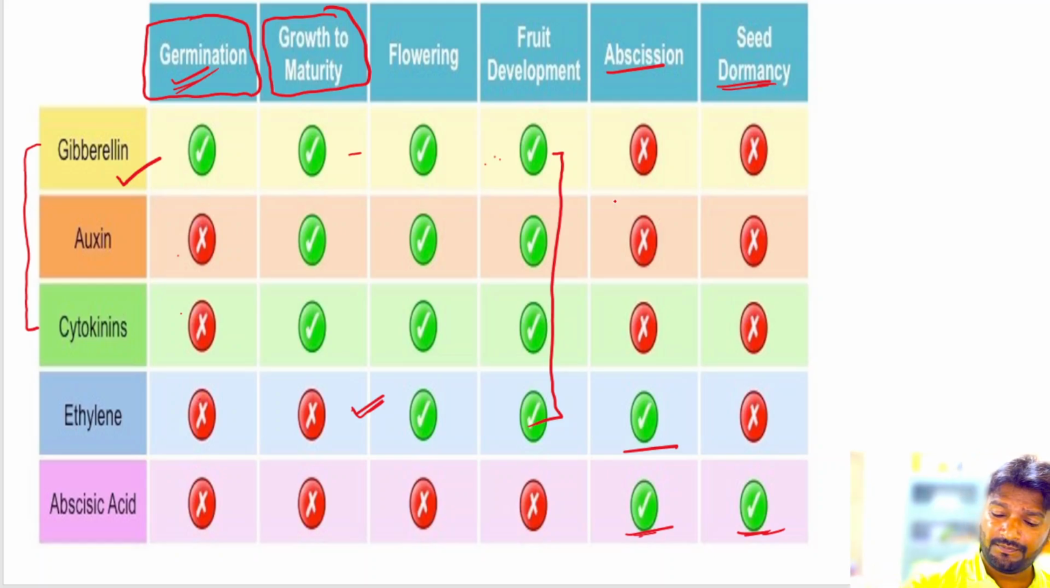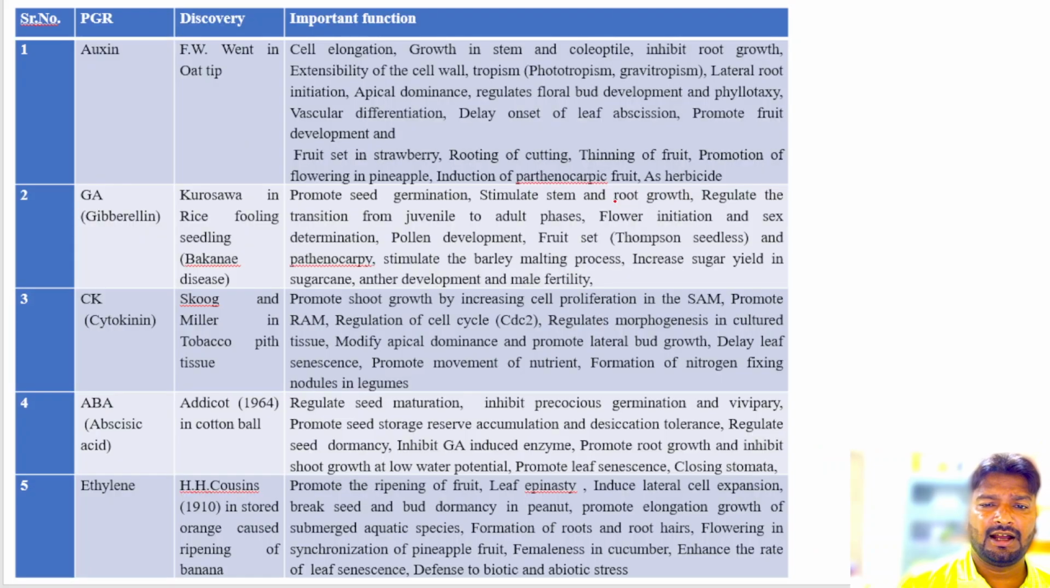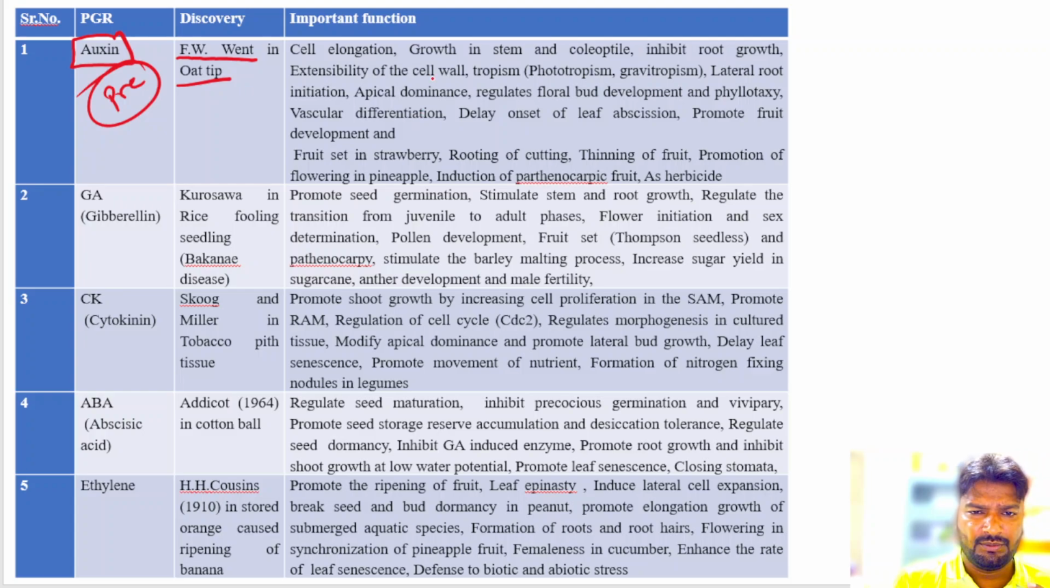Now come to the other important functions of these plant growth regulators, the plant hormones. The first one is auxin. This auxin was discovered by F.W. Went. This can be asked in the pre exam. So what are the important functions of auxin?